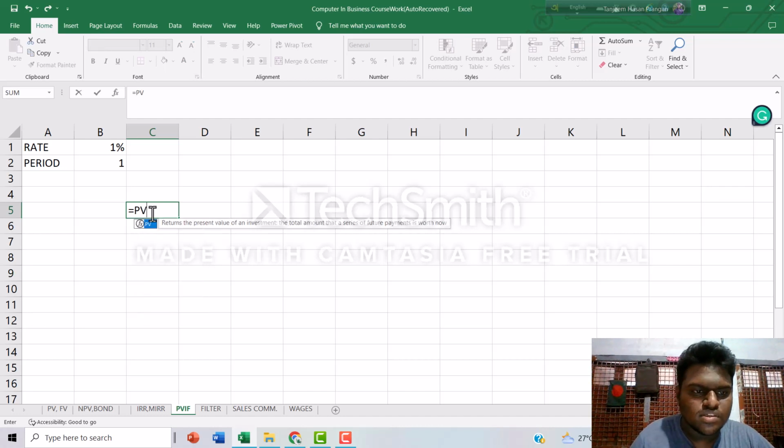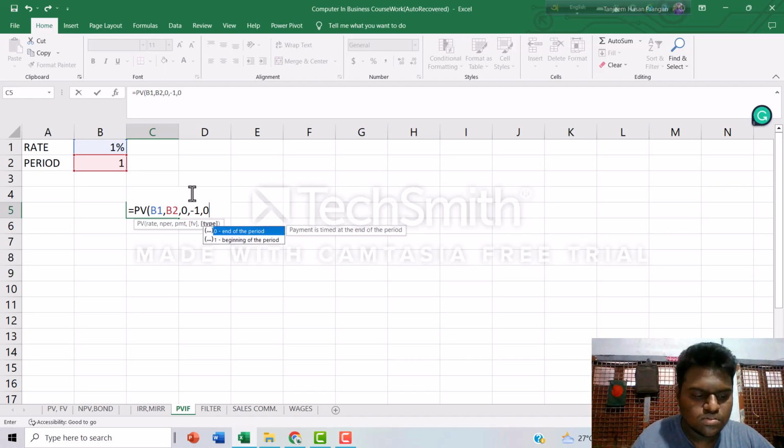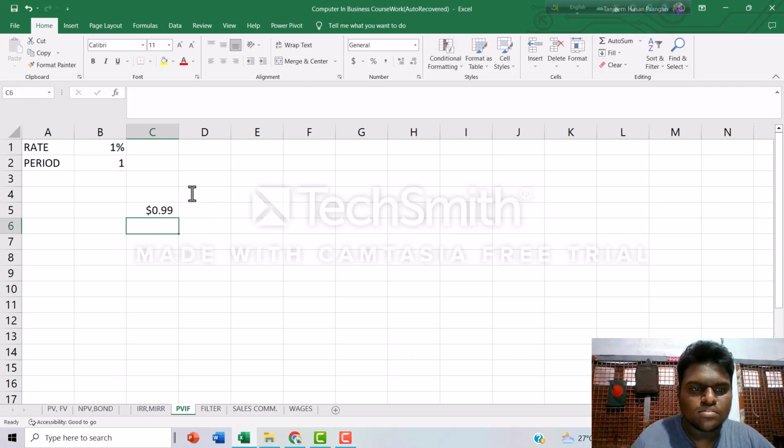The formula is PV, the present value formula. So first we need to select the rate, then the period, then as we don't have the payment, so we use 0, and then -1 as future value, and then 0, and we are collecting for the end of the period, closing the bracket. So this is the formula of the present value, and this is the amount.